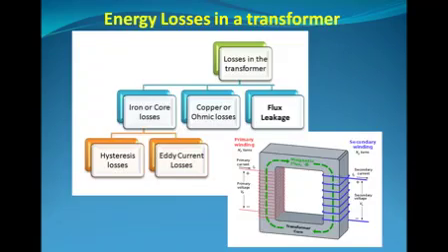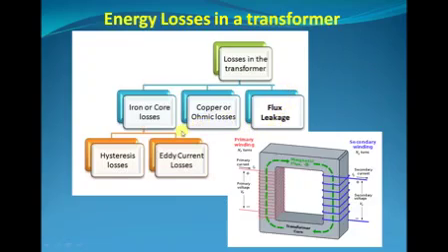Next we are going to see energy losses in the transformer. In the transformer there are no moving parts like in motors and generators. All the parts will be fixed, but there are still some losses. The losses in the transformer are iron loss and copper loss. Under iron loss there are two types of losses, hysteresis loss and eddy current loss, and also the flux leakage.